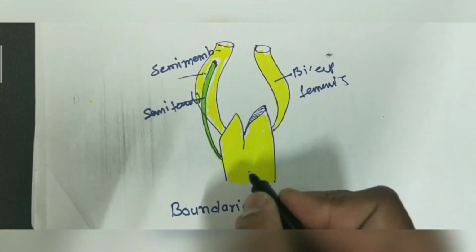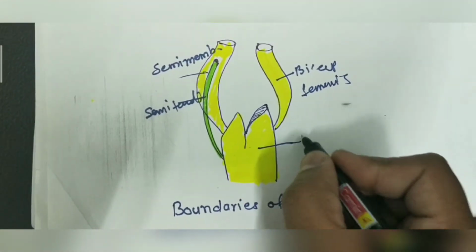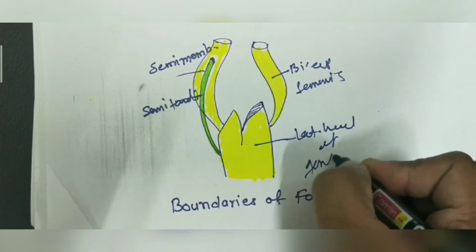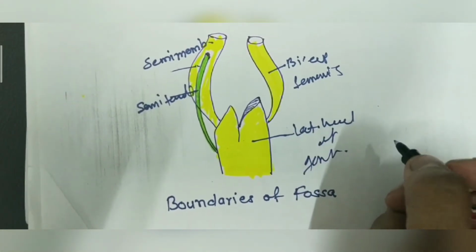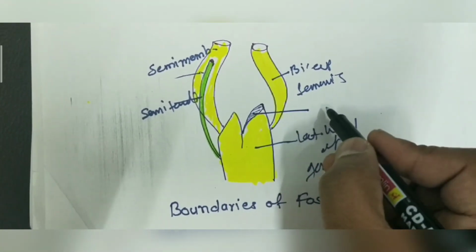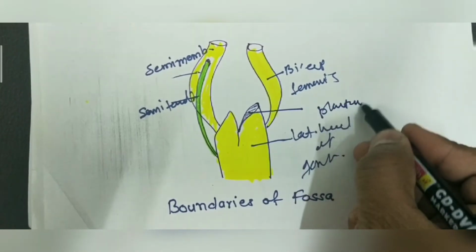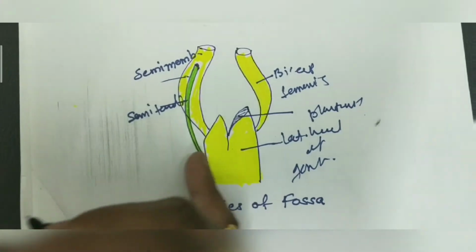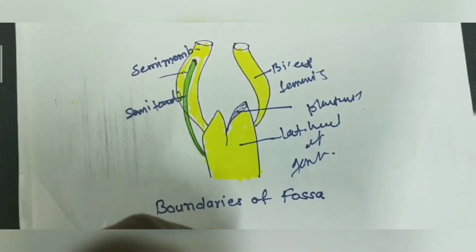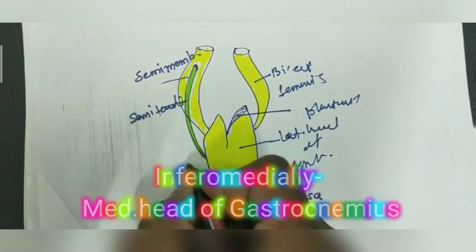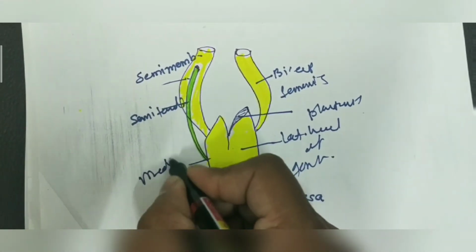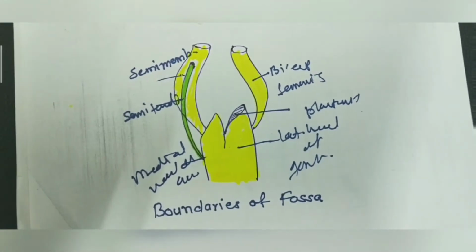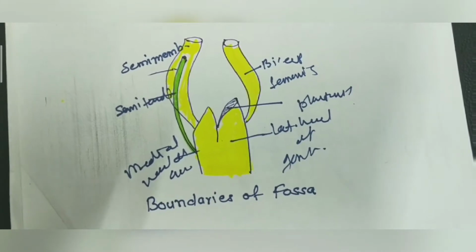Then the inferolateral border. This inferolateral border is formed by the lateral head of gastrocnemius and plantaris, and this inferomedial border is formed by the medial head of gastrocnemius muscle. So these are the boundaries of the popliteal fossa.